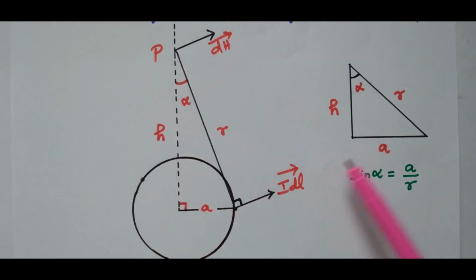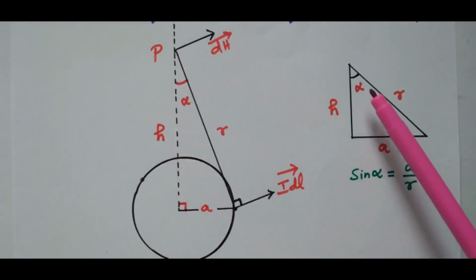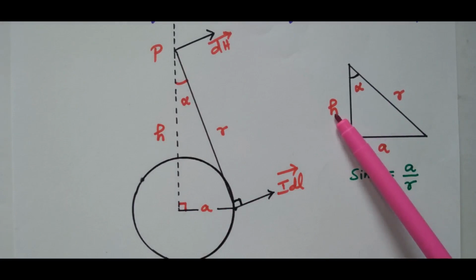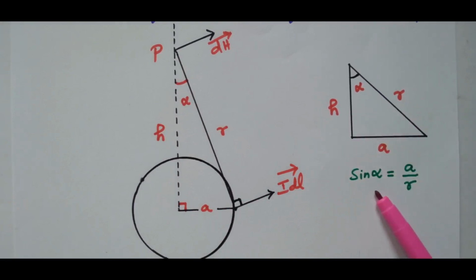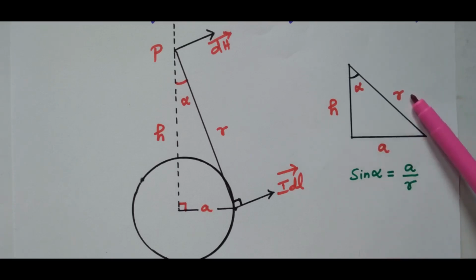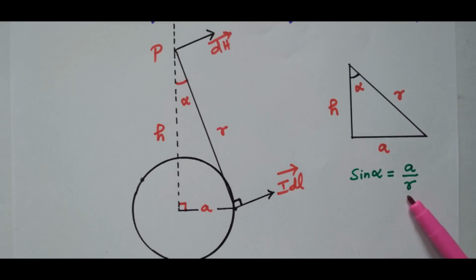So this triangle is drawn separately. This angle alpha, height a and r. From there we can find sin alpha. Sin alpha is opposite side by hypotenuse, a divided by r. It can be used in the derivation.